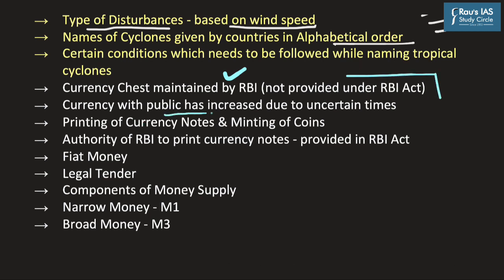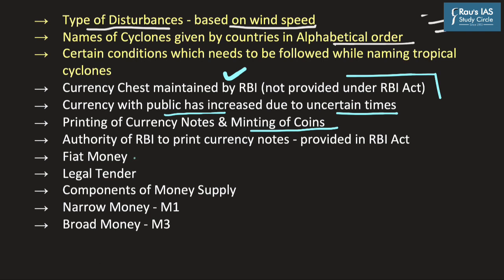Currency with public has increased due to uncertain times because of medical emergency. Next, printing of currency notes and minting of coins. Now here, RBI is authorized under the RBI Act to print currency notes, and the Government of India is authorized to mint coins under the Coinage Act.